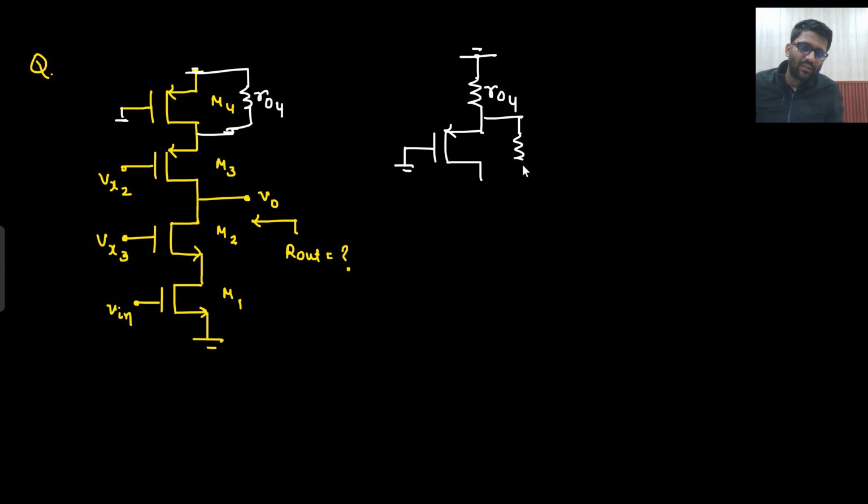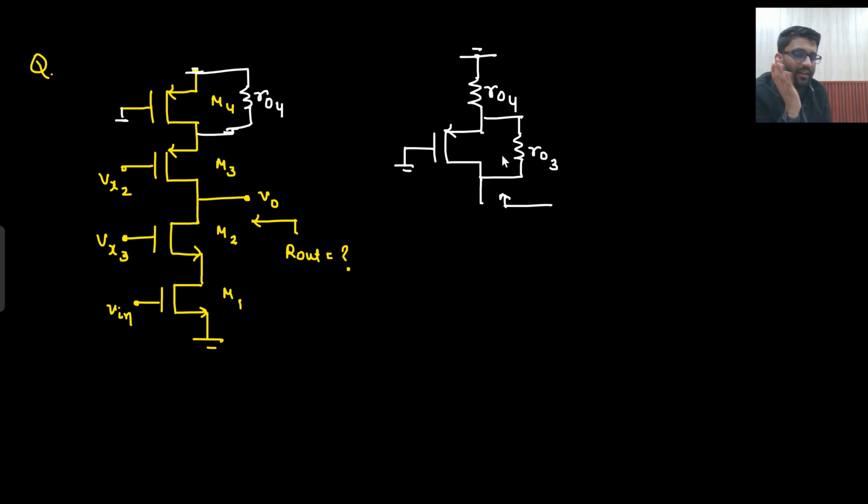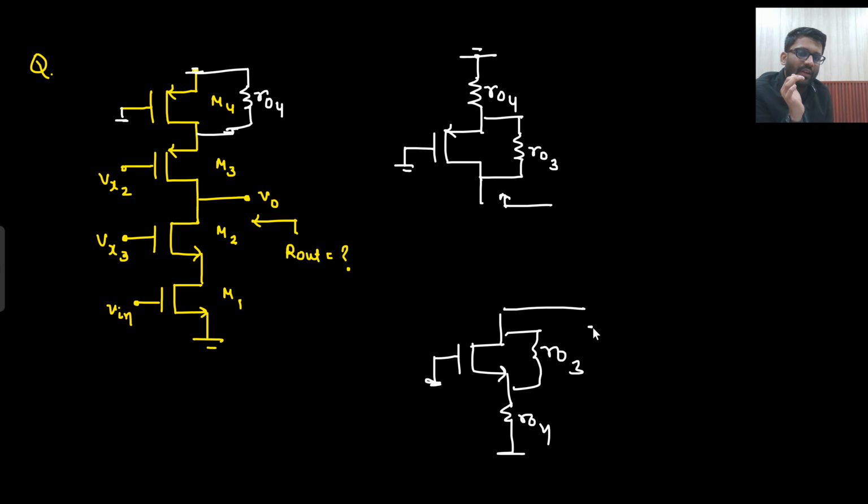Here R03 is there. I am solving only the upper part. Can you let me know the answer? What will be the resistance here? It is the same circuit: grounded R04, R03. From where am I looking? From the drain I am looking.